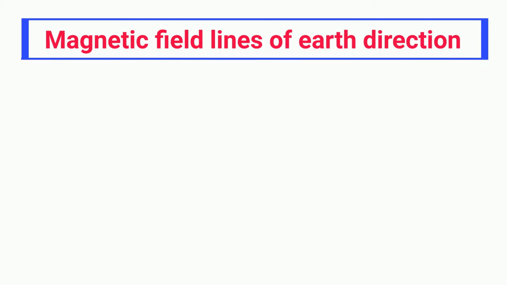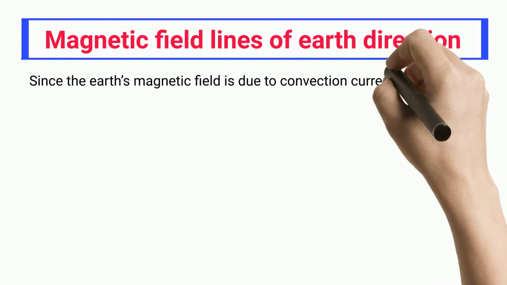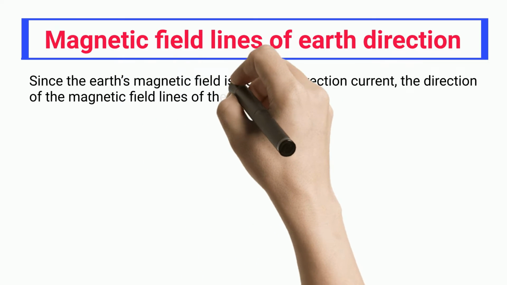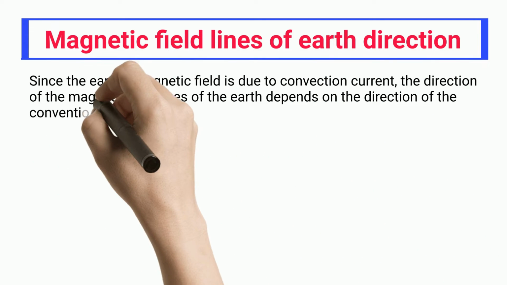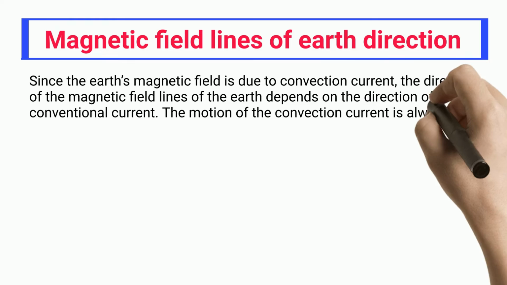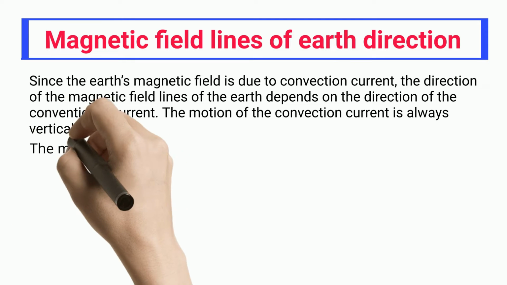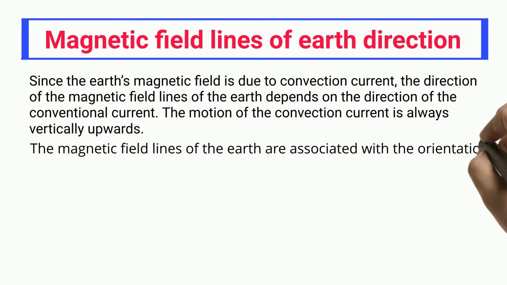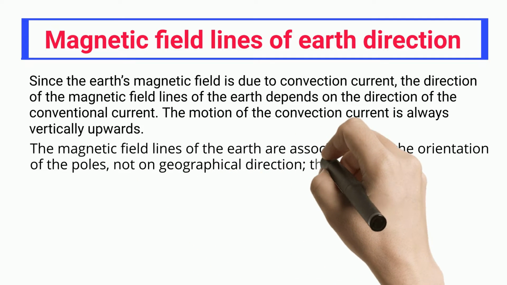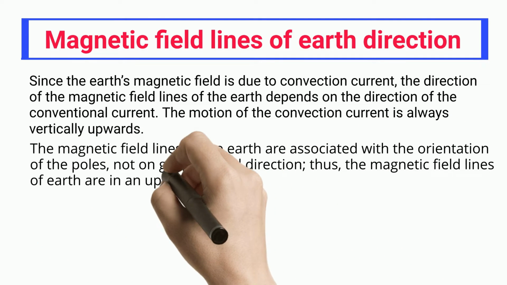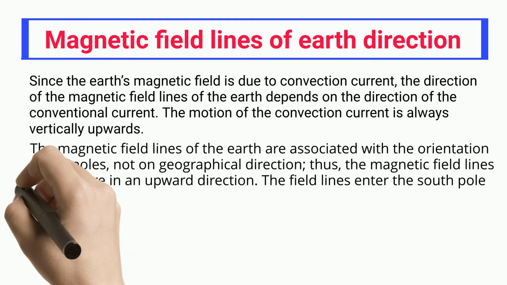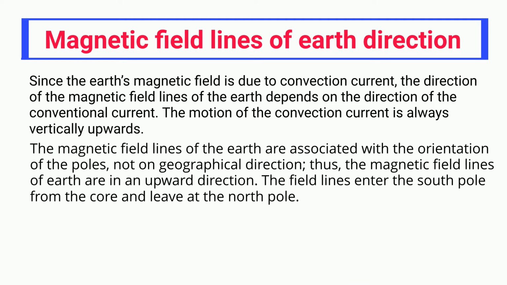Magnetic field lines of Earth direction. Since the Earth's magnetic field is due to convection current, the direction of the magnetic field lines of the Earth depends on the direction of the convectional current. The motion of the convection current is always vertically upwards. The magnetic field lines of the Earth are associated with the orientation of the poles, not on geographical direction. Thus, the magnetic field lines of Earth are in an upward direction. The field lines enter the South Pole from the core and leave at the North Pole.